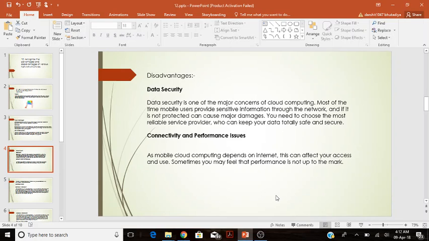Connectivity and performance issues. As mobile cloud computing depends on the internet, it can affect your access and use. Sometimes you may feel that performance is not up to the mark. It all depends on the network. Right? If you have 2G, 3G, or 4G, it depends on the network how fast it connects.